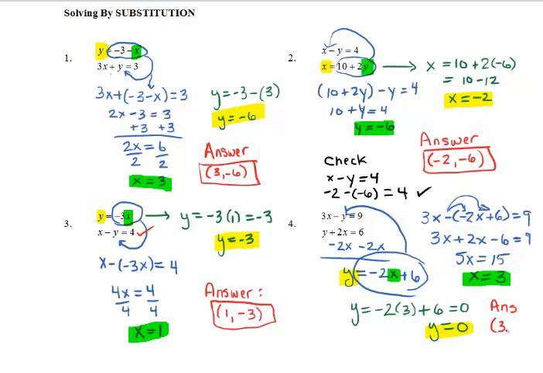In summary, for substitution, you're identifying one of the equations that has the variable already isolated. You're substituting that expression for that variable into the other equation, solving, and then substituting that answer into an equation to get the second variable.